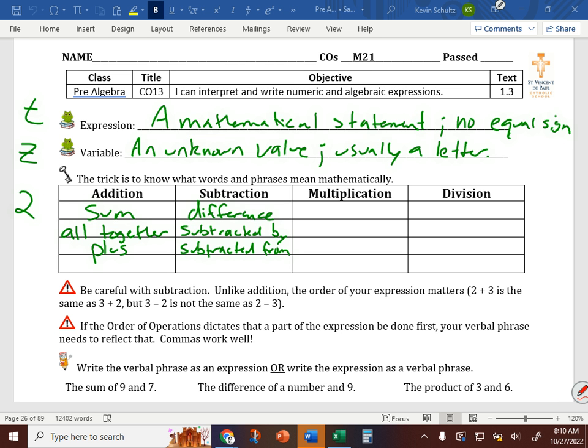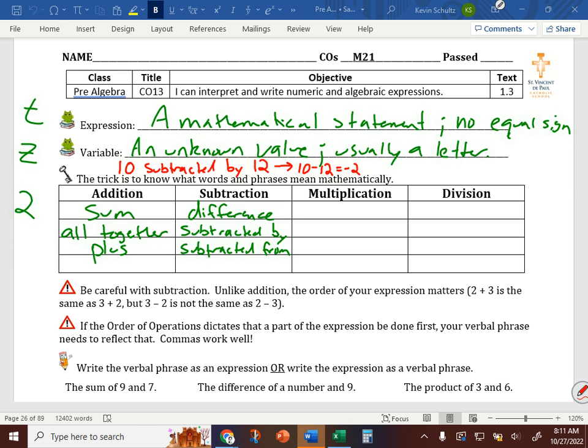If I were to write 10 subtracted by 12, what's that asking me to do? William? Minus, subtract. Subtract what, though? 10 and 12. Okay. And so the answer would be what? Negative 2. Right? 10 subtracted by 12 means you have 10, you're subtracting 12. The answer would be -2.